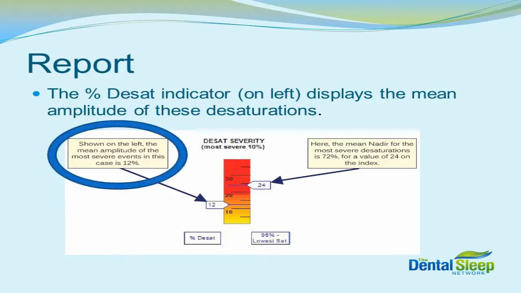The desat indicator on the left displays the mean amplitude of the desaturations. So what does that mean? We'll take a look at 10% of the worst desaturations and determine the average oxygen drop. So in this example on the left, we see that the number is 12. 12% is the mean amplitude of the most severe events this patient experienced. And we can see by this graph, that's not good. Now we're in the orange section, so the patient is having bad desaturations.